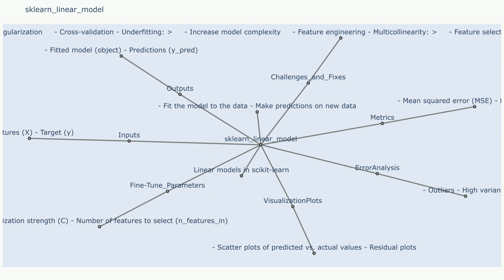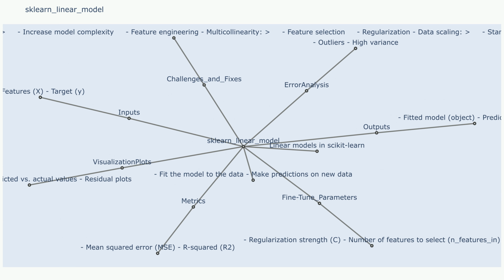Challenge 3: Data scaling. Features have significantly different scales, affecting model performance and parameter estimates. Sample use case that resulted in challenge 3: using a dataset with features like income in thousands and age in years, which have different scales. Fixes to challenge 3. Standardization: transform features to have zero mean and unit variance. Normalization: rescale features to a common range, typically between 0 and 1.